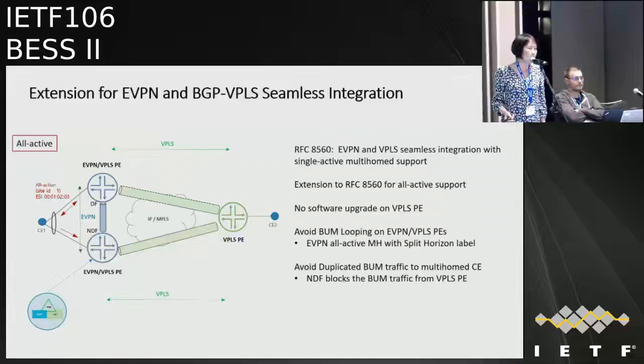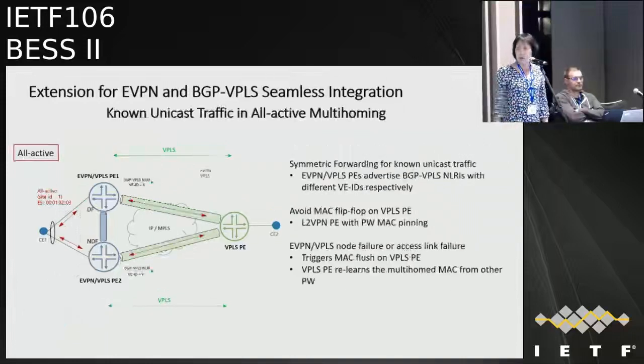So this problem is solved for BUM. What else is the challenge to run active-active on the VPLS side? It is MAC flip-flopping, because the CE is connected to the composite PE using the LAG interface. Depending on the hash algorithm, the same MAC can be data plane learned on PE1 and PE2. So the VPLS PE can learn the same MAC on both pseudo-wires. This is another challenge to support VPLS active-active.